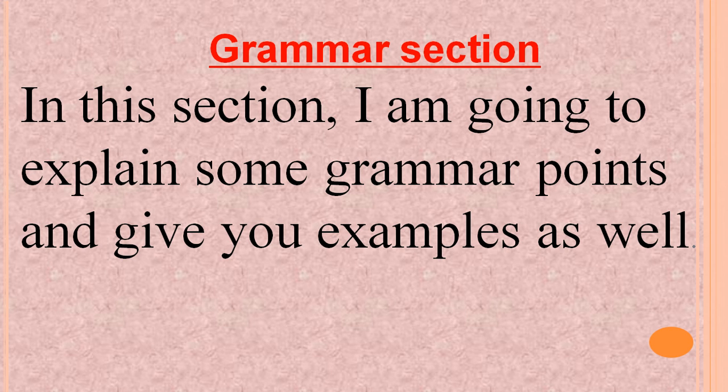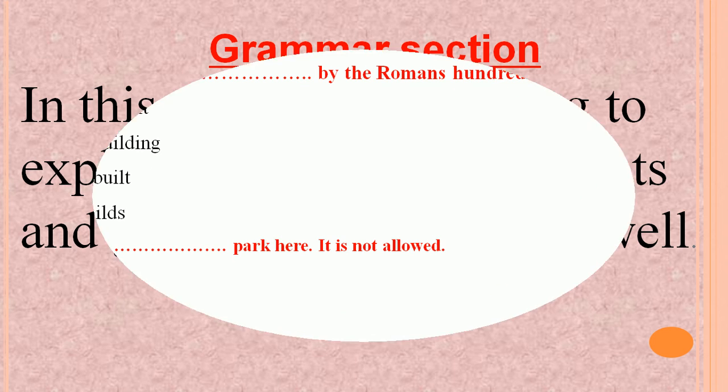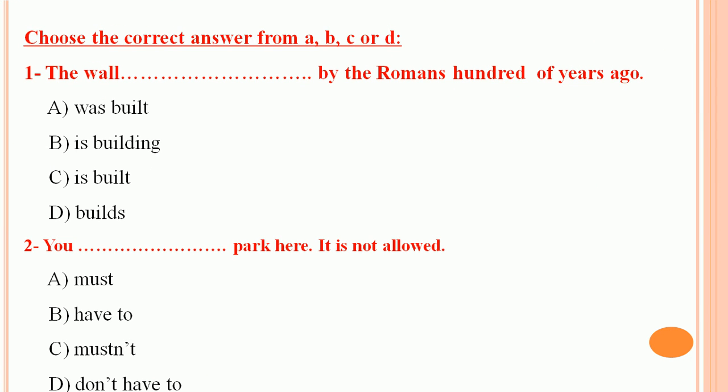And in this section, my dear students, I'm going to explain some grammar points and give you examples as well. Let's start with the first sentence. So here you have to choose the correct answer from A, B, C, or D. The first one, the wall by the Romans hundreds of years ago.